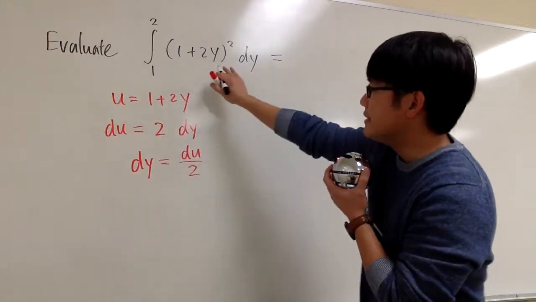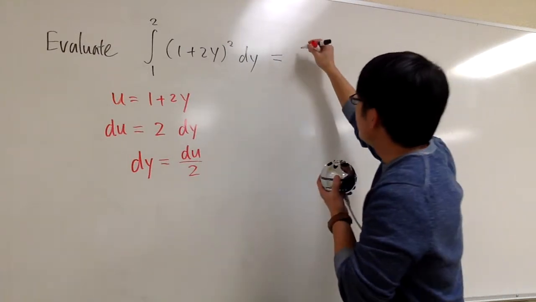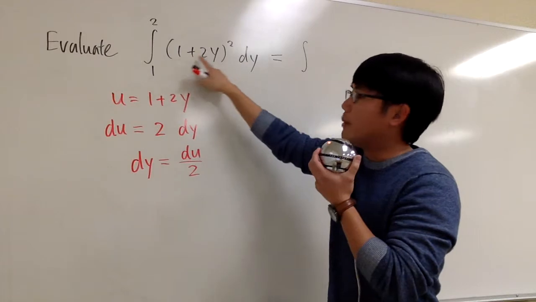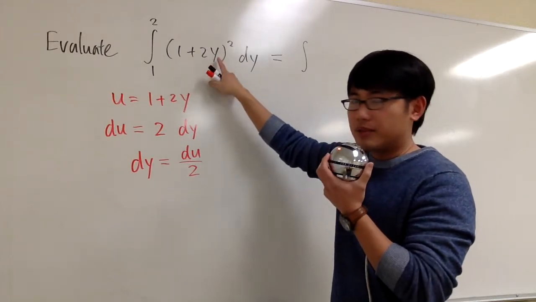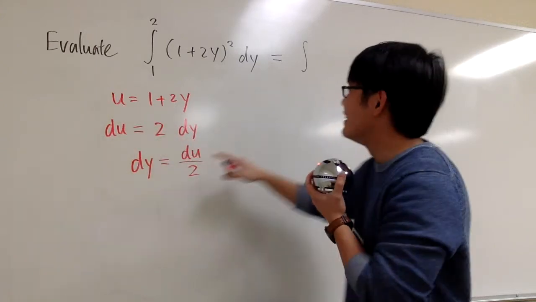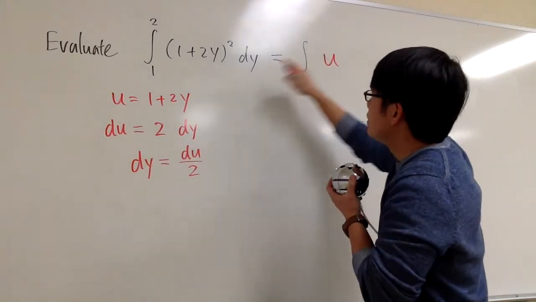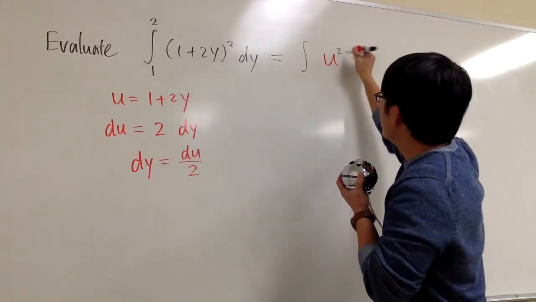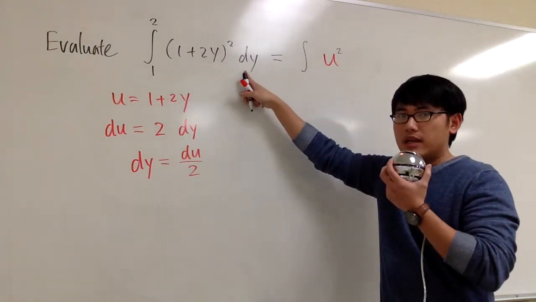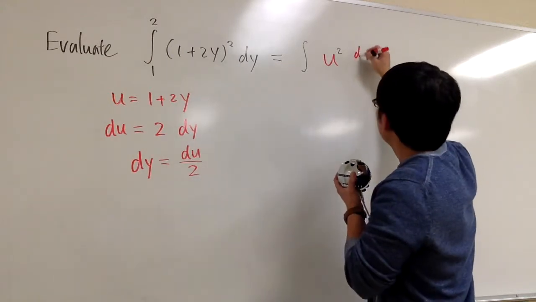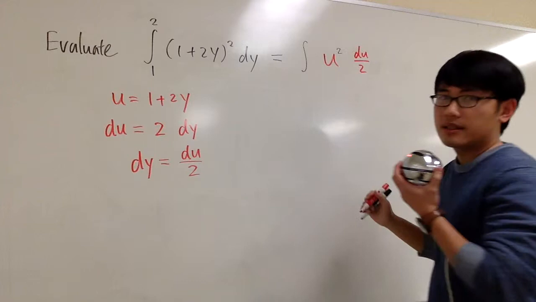And now let me take this integral into the u world, and let me write down the integral sign first. As we can see, we have the 1 plus 2y, but in the u world, that's just u, because we said so. So we will first have u to the second power, and originally we have dy, but dy in the u world is du over 2. So I will have du over 2 on the side.